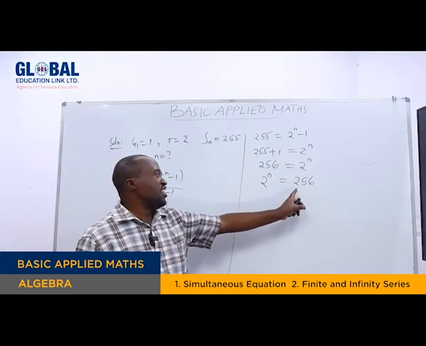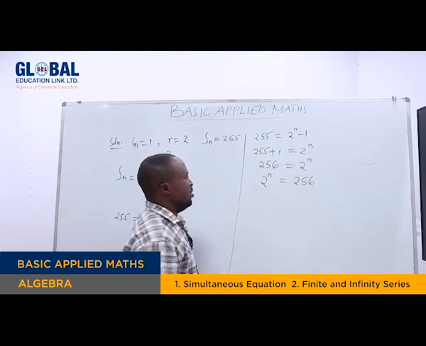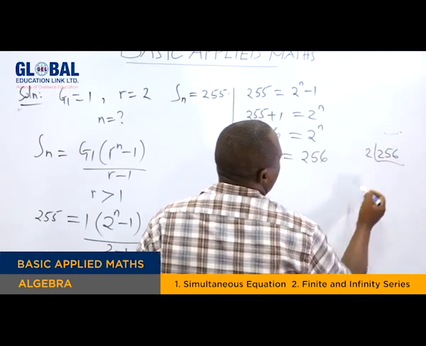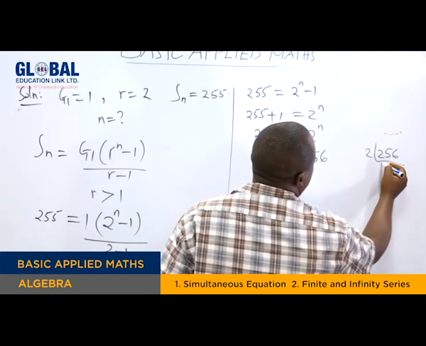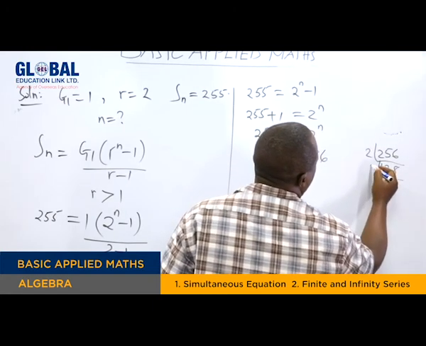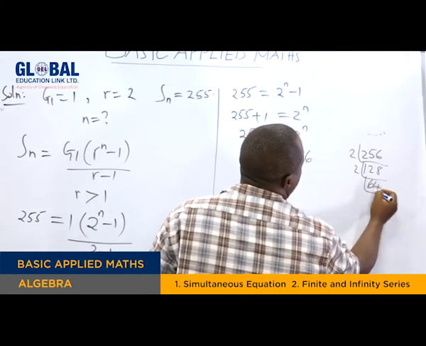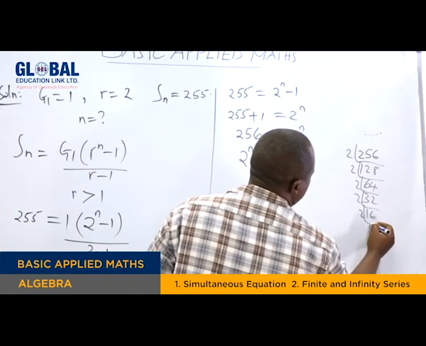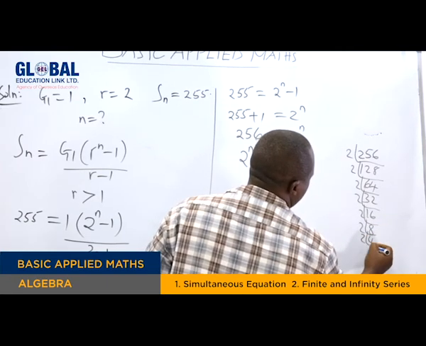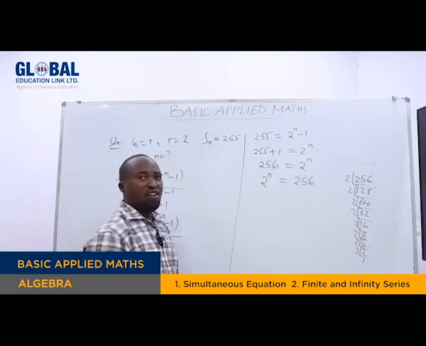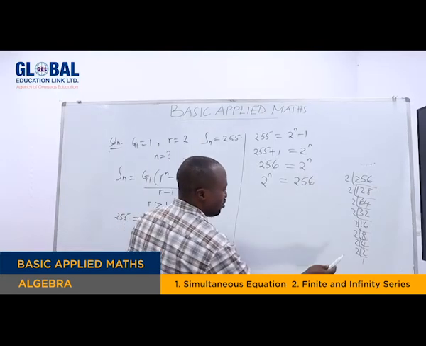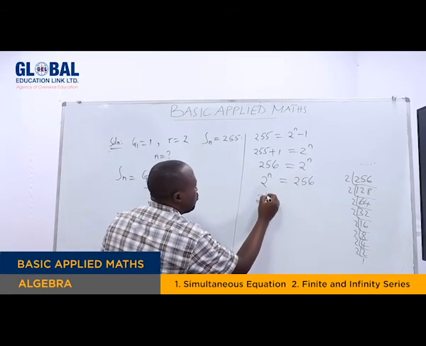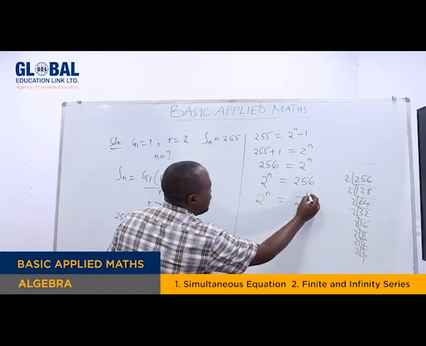You can try to simplify this number by using base 2. Remember, we have 256 divided by 2, of course, it is 128. By 2, we have 64. By 2, we have 32. By 2, we have 16. By 2, we have 8. By 2, we have 4. By 2, we have 2. And by 2, we have 1. Now, how many 2s are here? You can count them: 1, 2, 3, 4, 5, 6, 7, 8. Therefore, 2^N is equal to 2^8.